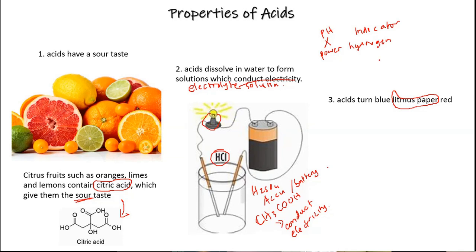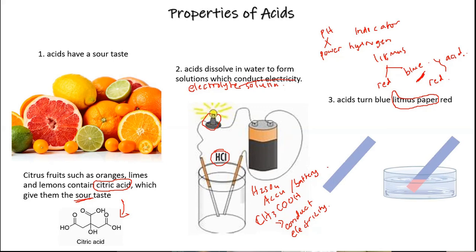So there are two types of litmus, red and blue. To detect acids, we can use the blue one. The color changes, it turns red. If we add the litmus into the acid solution, the blue litmus paper changes to red. That's the property of acids.